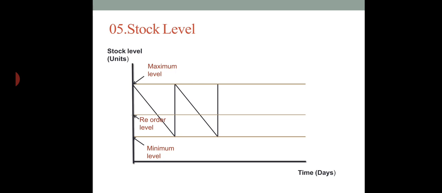The stock level is shown using a graph. Maximum level: what is the maximum quantity to be kept in the stores? And what is the reorder level point? When material reaches this point, the storekeeper starts processing for placing an order.